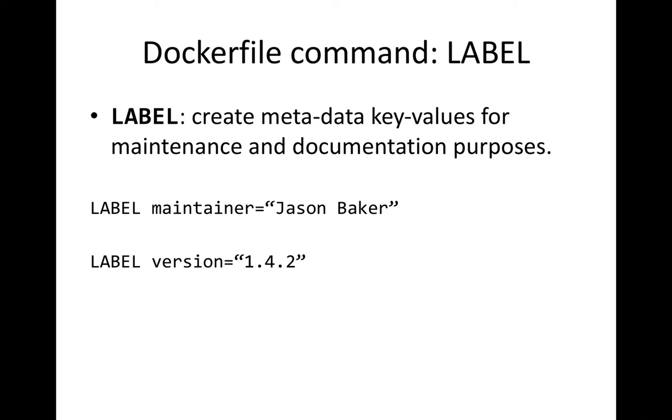I can use the LABEL command within the Dockerfile to create metadata key value pairs. And within these key value pairs, I can put whatever information I want to. It's common to specify a maintainer for a Dockerfile. You could specify a version for the Dockerfile. You could specify the name of the organization which copyrighted the Dockerfile. You can put anything you want in there. So labels are just metadata you can add to a Docker image.